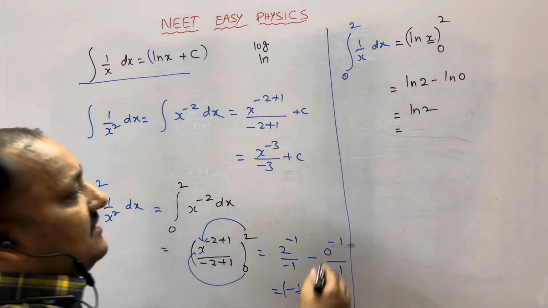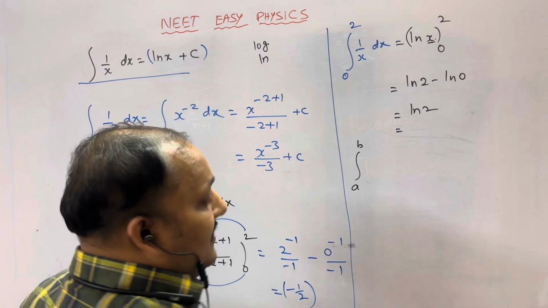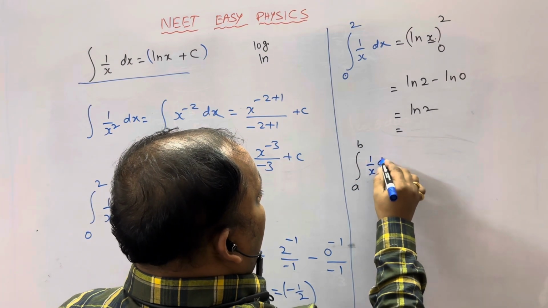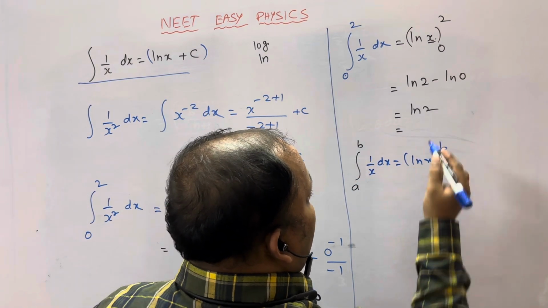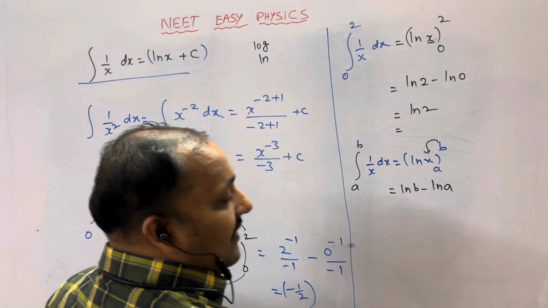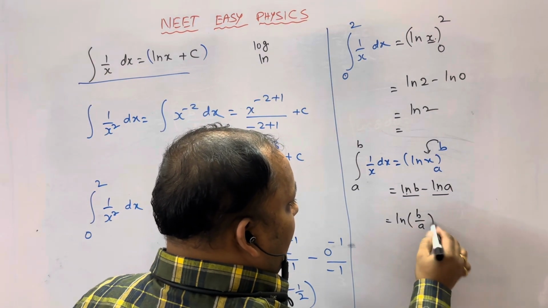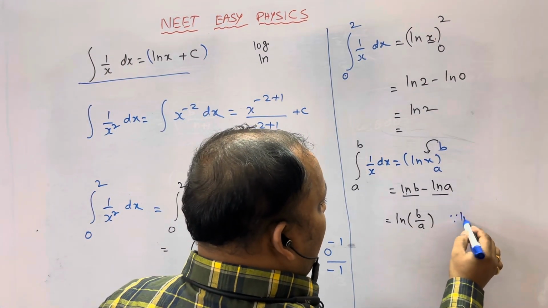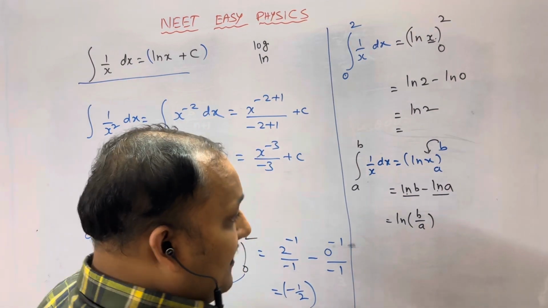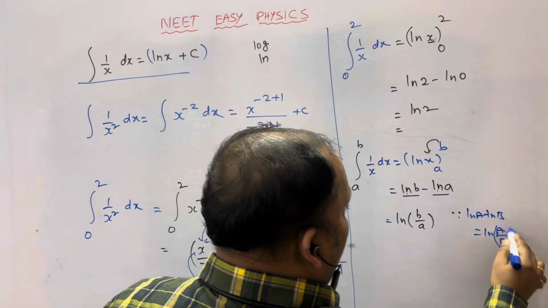If they give between the limits a to b, 1 by x dx, how to do it? That is log x between the limits a to b. First we have to substitute the upper limit: log b minus log a. So what is this log b minus log a in logarithms? Log b minus log a is log b by a, and log a minus log b is log a by b.